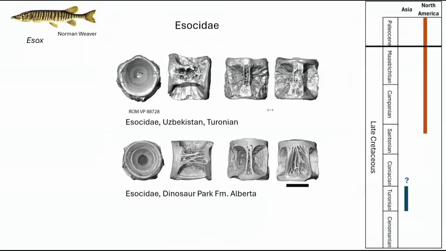Esocids are the group that includes the pike. In North America, they're known by jaws and centra from the Santonian through the Late Cretaceous. I'm identifying them in Uzbekistan based on this upper centra, which has the same general shape as centra that we know from pike from North America. We don't yet have jaws, so again, how close they're related is not known. And that's why I'm encouraging Martin to continue to work in this locality.